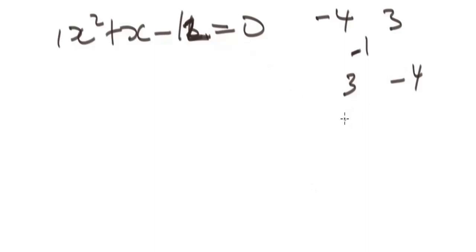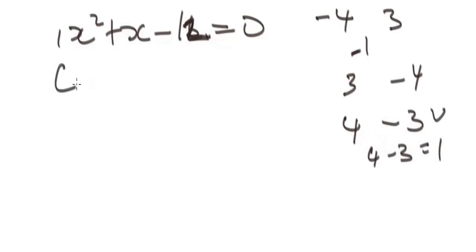But what if we do 4 and negative 3? 4 times negative 3 gives us negative 12. 4 plus negative 3 becomes 4 minus 3, so it should be 1. So we are going to make use of 4 and negative 3.